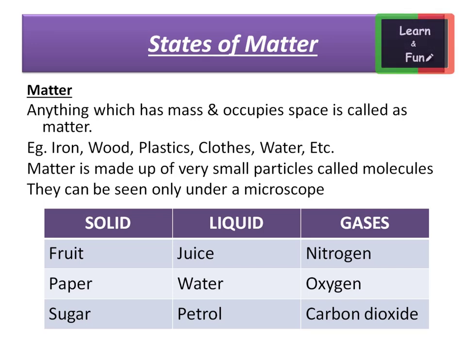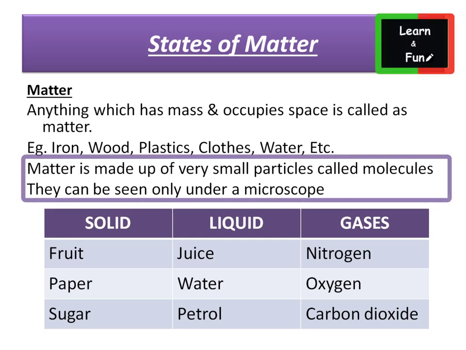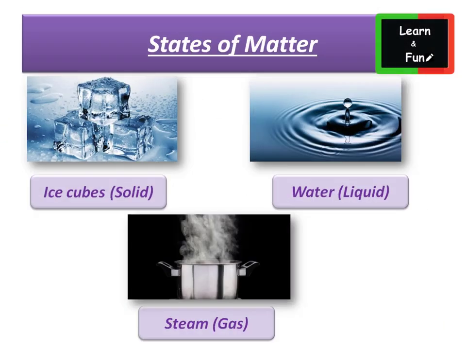In fact, all the substances which we see around us are examples of matter. Matter is made up of very small particles called molecules. They can be seen only under a microscope. In these pictures, we are able to see the images of ice, water and steam, which are in the form of solid, liquid and gas.